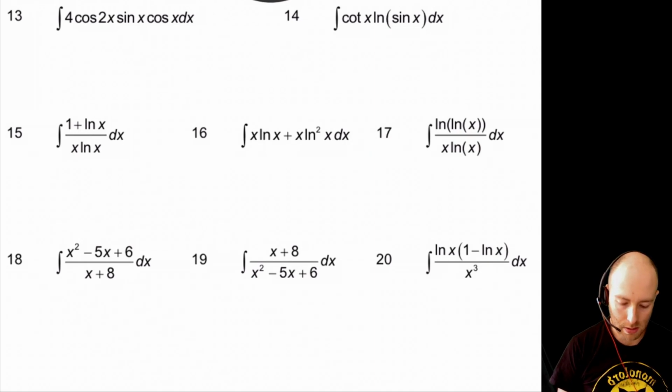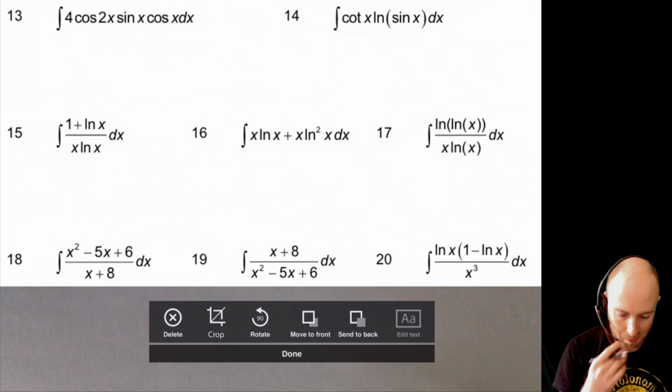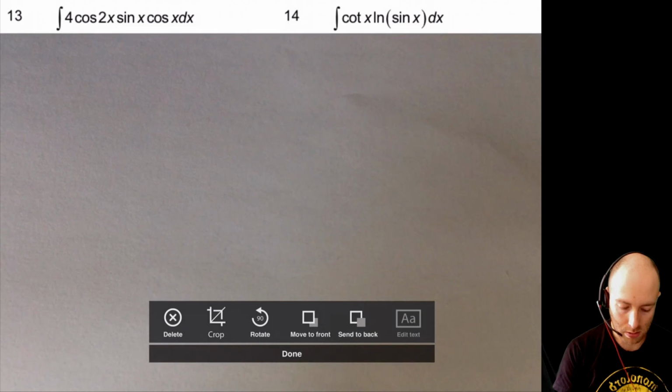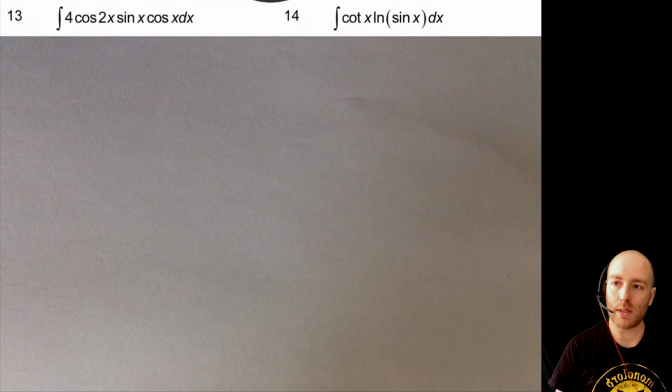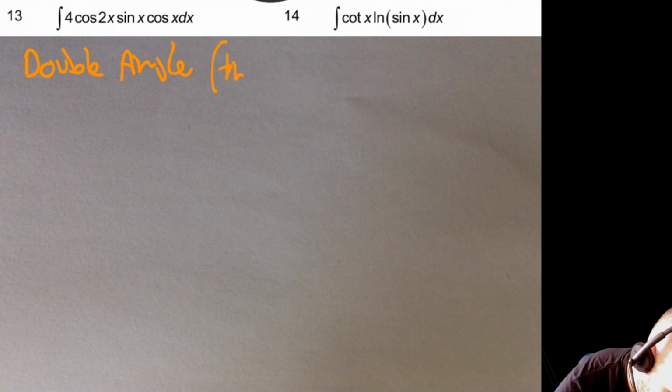So I think we're going to start off just by looking at 13 and 14. We'll do them in little sets. 13, 14 shouldn't be too bad. The first one, we've got some double angle stuff. You're actually going to use it twice. And the second one is a recognition.